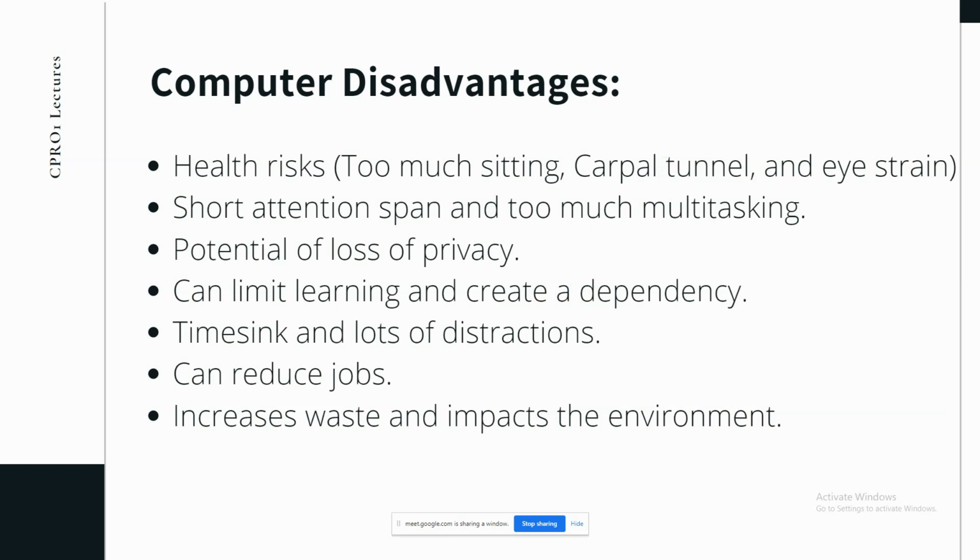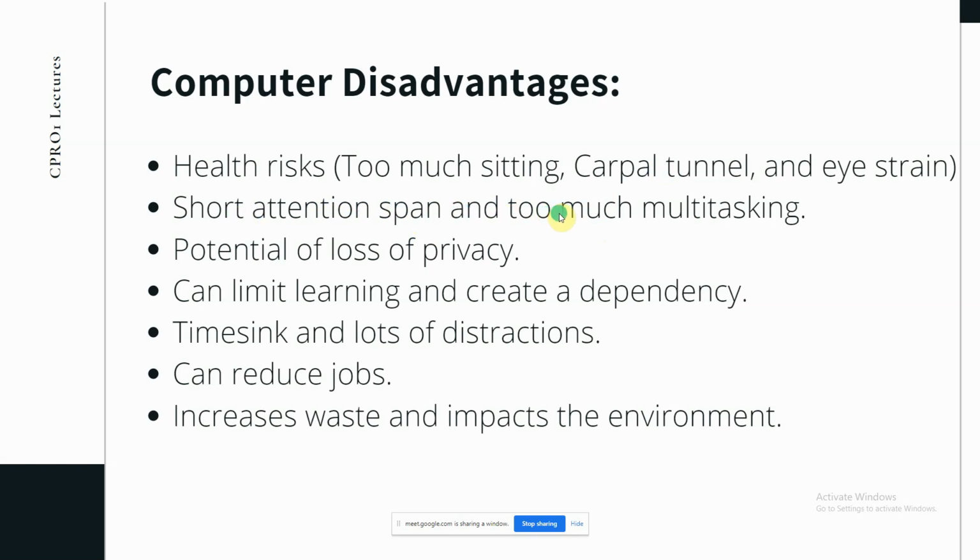Personally, I'm more of a multitasking person, but that is one disadvantage because you cannot focus on one topic. Or for example, you're attending a Zoom or a class, and at the same time you're also reading your notes or watching a movie, for example.